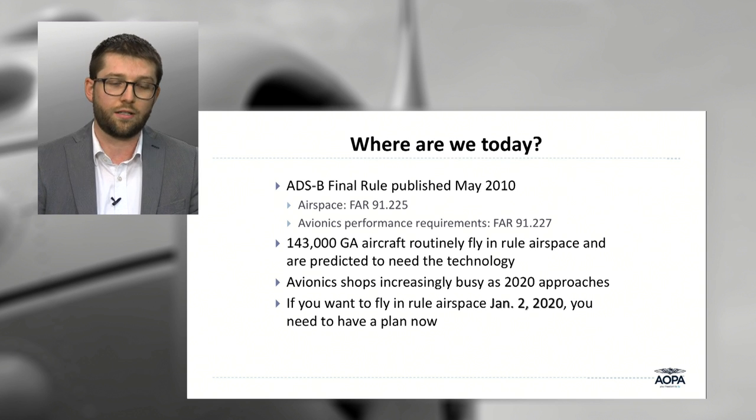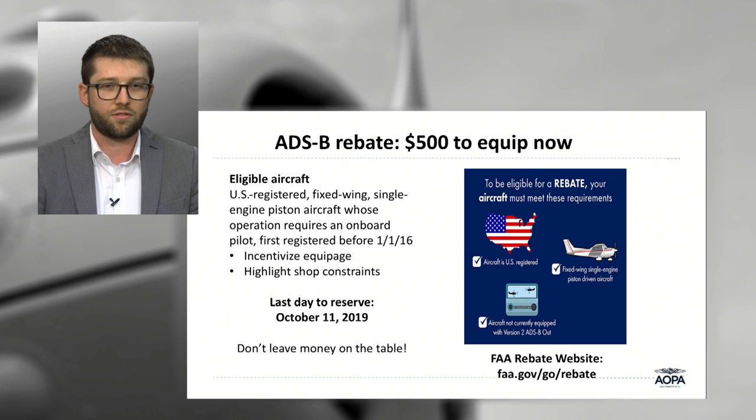These are aircraft that routinely fly into rural airspace, so are affected by that 91.225 rule. Today, we have about 50,000 general aviation aircraft equipped. So we have a ways to go, and that's where we're at today, trying to assist aircraft operators to understand the requirements and some of the available incentives to equip, including the rebate. Excellent. So let's give everyone a little sneak preview of that rebate information, and then a little later in the program we'll get into the nitty-gritty as far as if it applies to you. Well, we got some very good news recently. Back in September, the FAA announced, in October, announced they were restarting the ADS-B rebate.